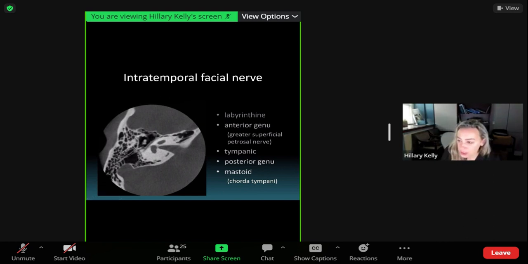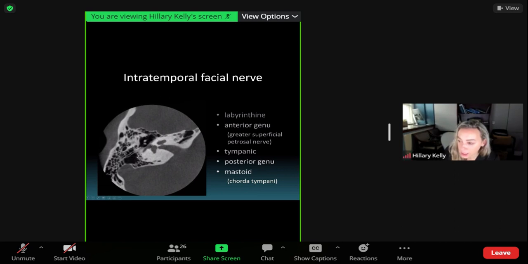This is just a histologic section showing that. Here's your facial nerve. And this is a little nerve called the chorda tympani, which is a recurrent nerve that comes off the facial nerve in the mastoid segment and carries taste fibers. It then travels into the tympanic cavity just behind the tympanic membrane.